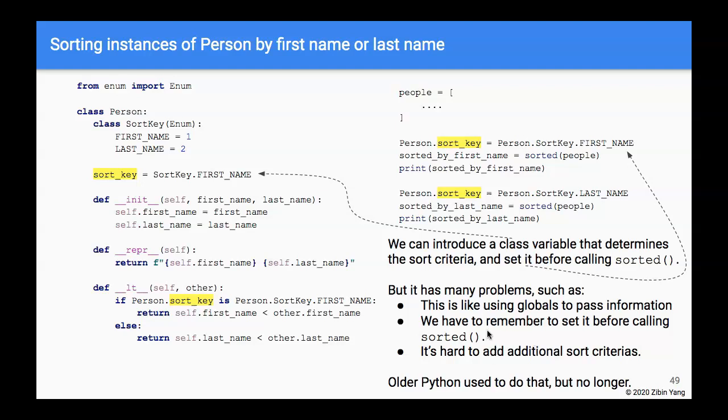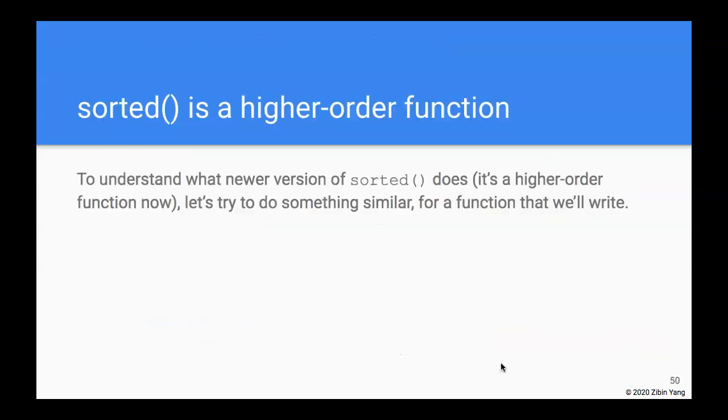Anyway, the older versions of Python's sorted actually do it this way, but the newer versions of sorted don't do that anymore. And that is because now the sorted function is a higher order function. So I'm going to explain how it works, but let's do something similar for a function that we'll write ourselves first.